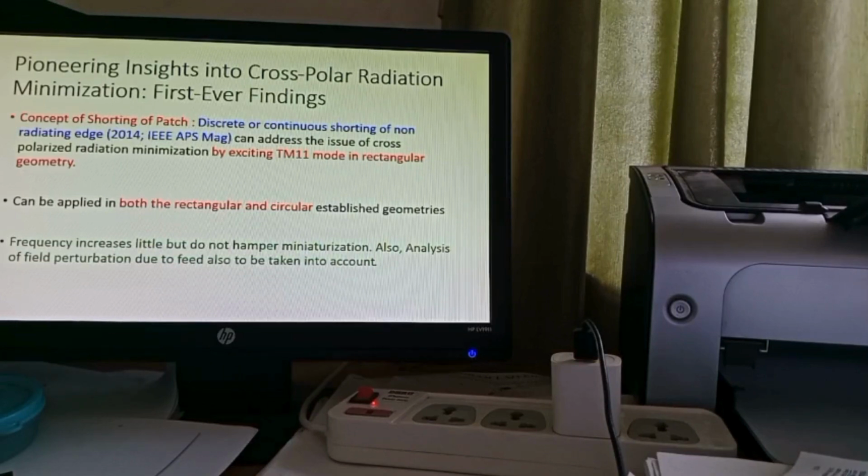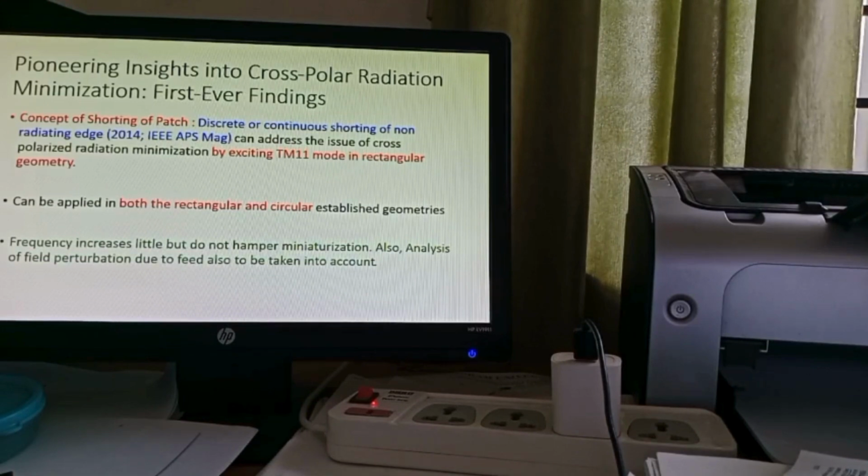So any type of shorting we can use to effectively minimize the cross-polar radiation. This effective shorting basically not only reduces the cross-polarization, but also modifies the mode of the patch. It is TM11. The full analysis has been given in IEEE Antennas and Propagation Magazine 2014.